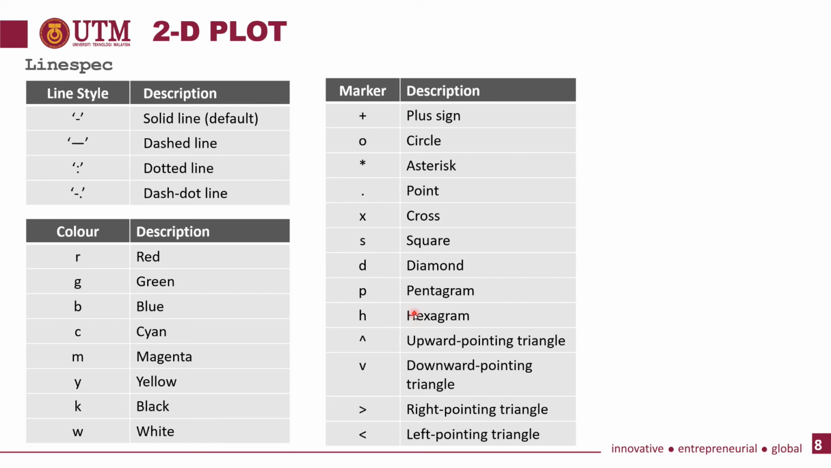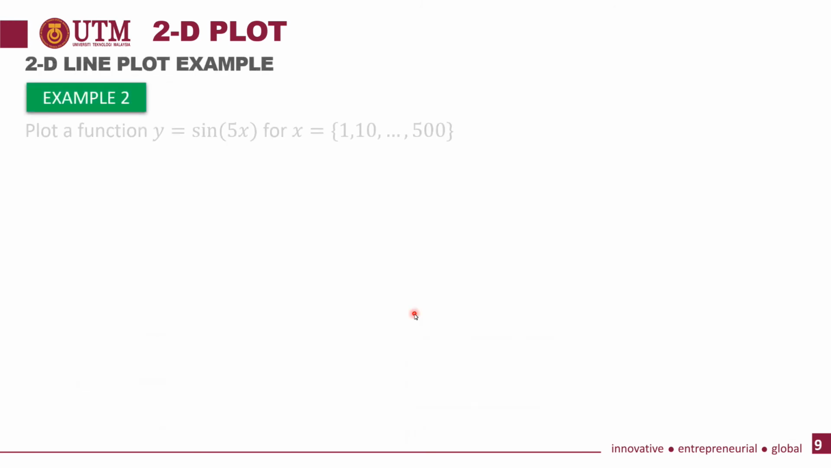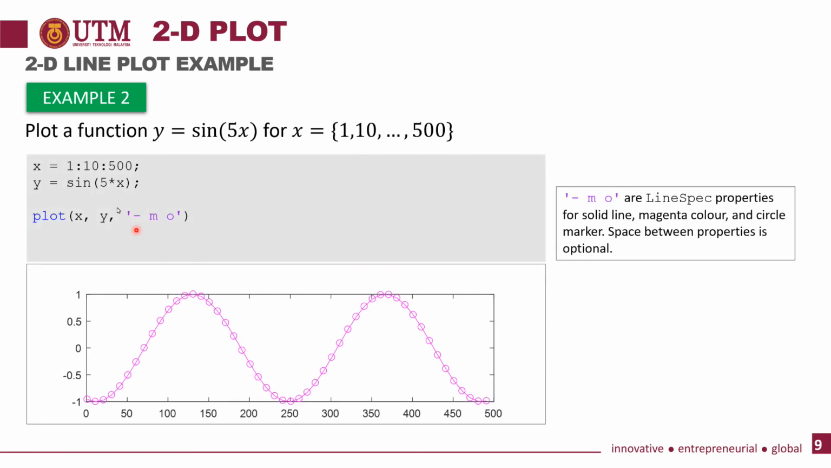All right, look at example number 2. Example number 2 asks you to plot a function y equals sine 5x for x equals 1 until 500 with a difference of 10. First we initialize the variable x, from 1 to 500 with a difference of 10, and then y, the measured variable, is represented by sine 5 multiplied by x. Then plot the values of x and y, and then this is the line spec.